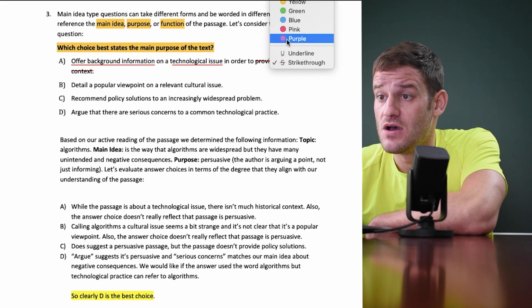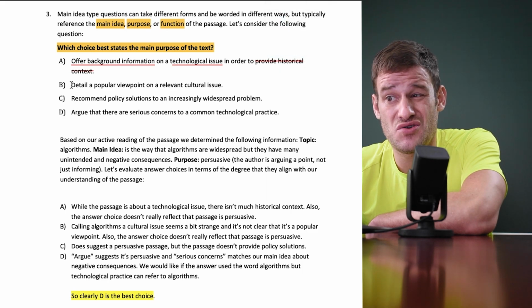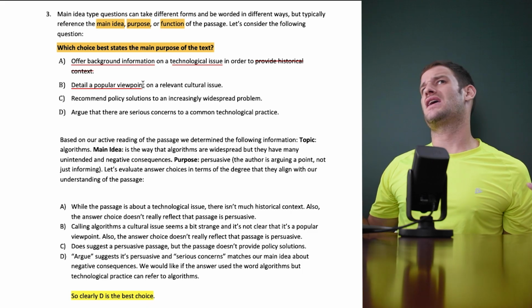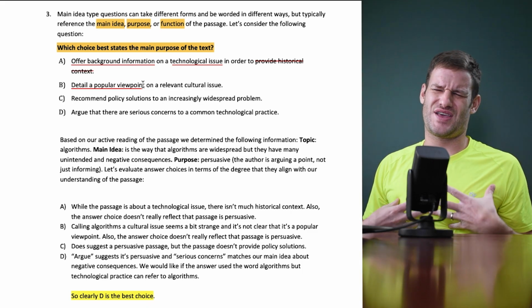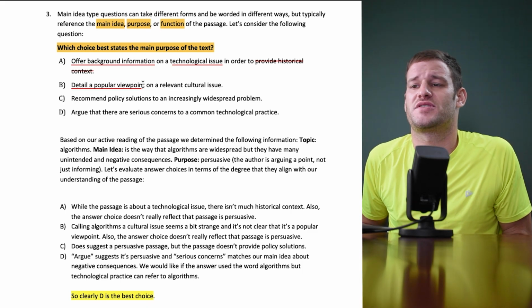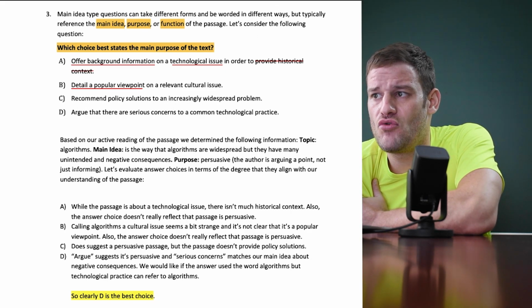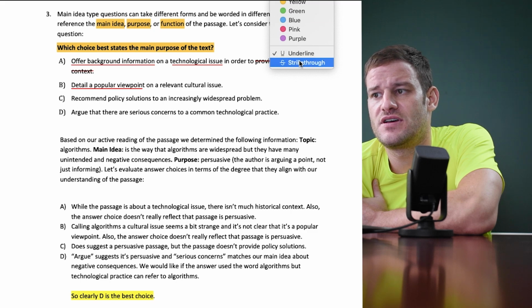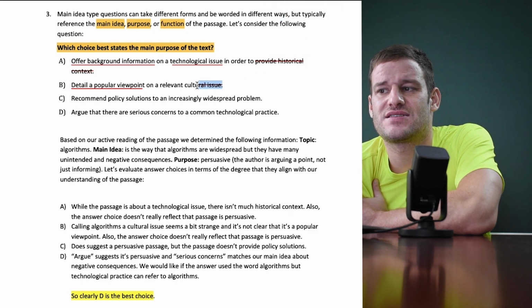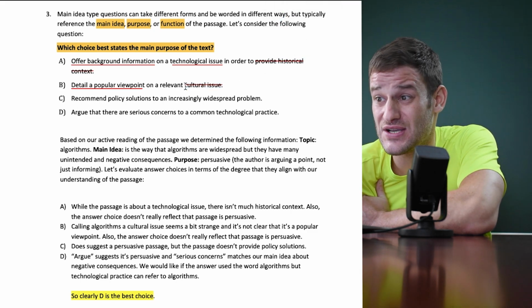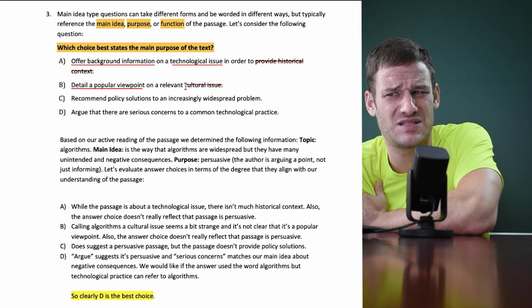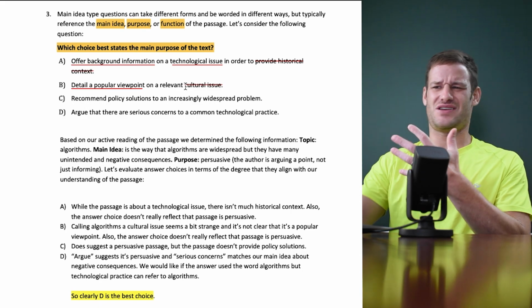Okay, next one. Detail a popular viewpoint. Okay, yes, it's persuasive. It's a viewpoint. I don't know if it's someone else's viewpoint. It seems like the author's viewpoint, so it's kind of weird to say detail a popular viewpoint on a relevant cultural issue. I don't really like the cultural issue part. It's a technological issue. I mean, it has some cultural consequences, perhaps, but that seems a bit odd to me. I might not eliminate that. I don't love it, though.